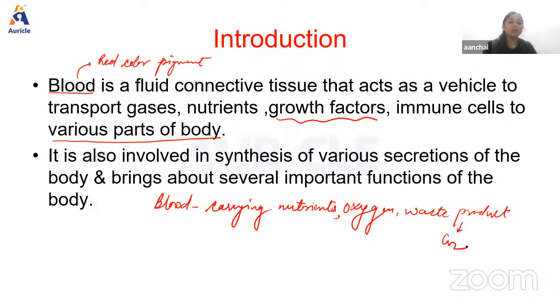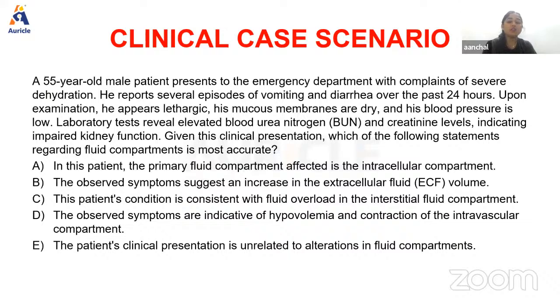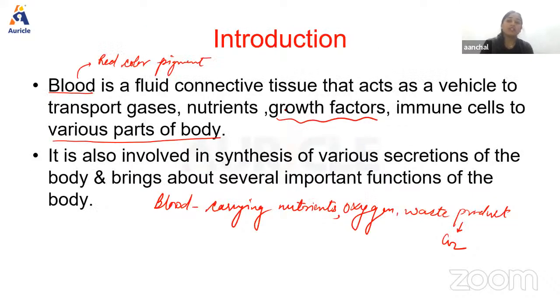Then talking about the different properties of the blood. We know that the color of blood is red. The volume in a healthy individual is approximately 5 liters. The reaction, the pH, is 7.4, specific gravity ranges from 1.05 to 1.061, and the viscosity of blood is 5 times more viscous than water.